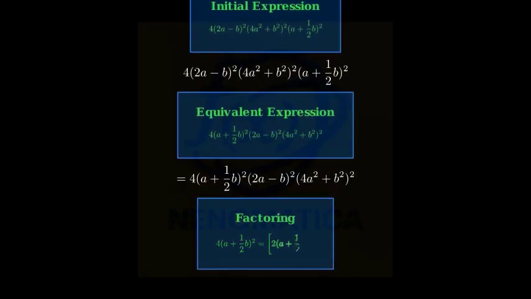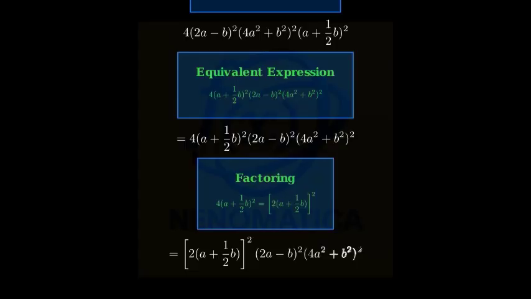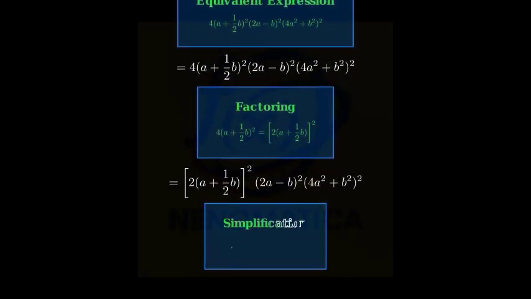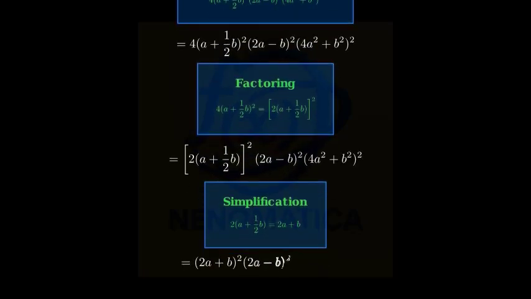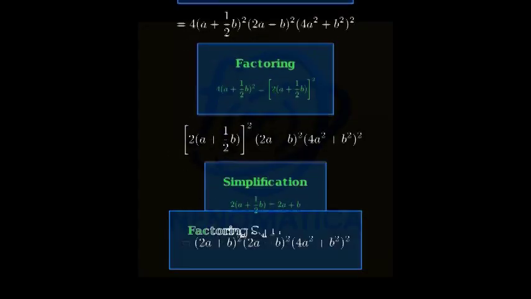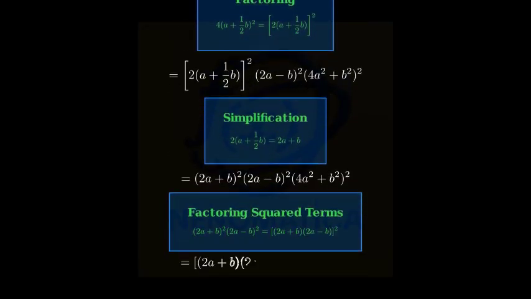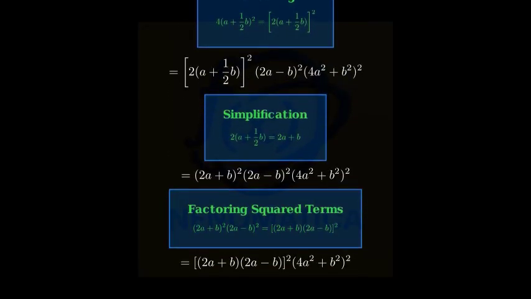Next, we'll focus on the term 4 times (a + 1/2 b)². We can rewrite this as (2 times (a + 1/2 b))² times the rest of the expression. Now we'll simplify what's inside the first bracket. 2 times (a + 1/2 b) equals 2a + b. So our expression becomes (2a + b)² times the rest of the terms. Looking at our expression, we notice that we have (2a + b)² times (2a - b)². This can be rewritten as ((2a + b)(2a - b))².